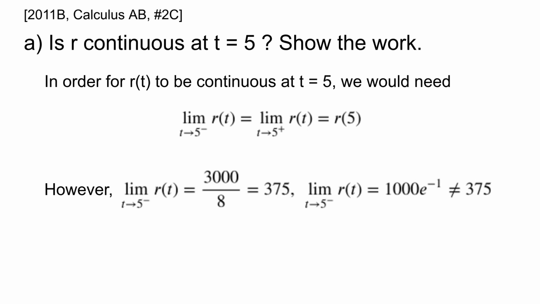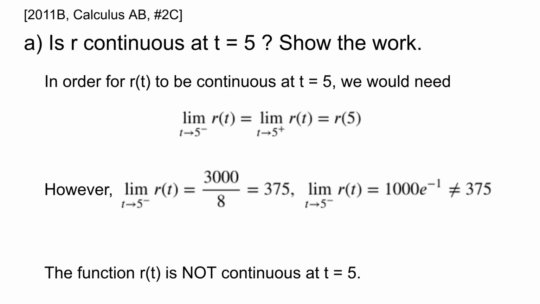However, if we find the limit as t approaches 5 from the left of r of t, that's 3,000 over 8, which is 375, and compare that with the limit as t approaches 5 from the right of r of t, which is 1,000 e to the minus 1, that is definitely not equal to 375. So the two limits are not equal. And because the two limits are not equal, we conclude that the function r of t is not continuous at t equals 5.